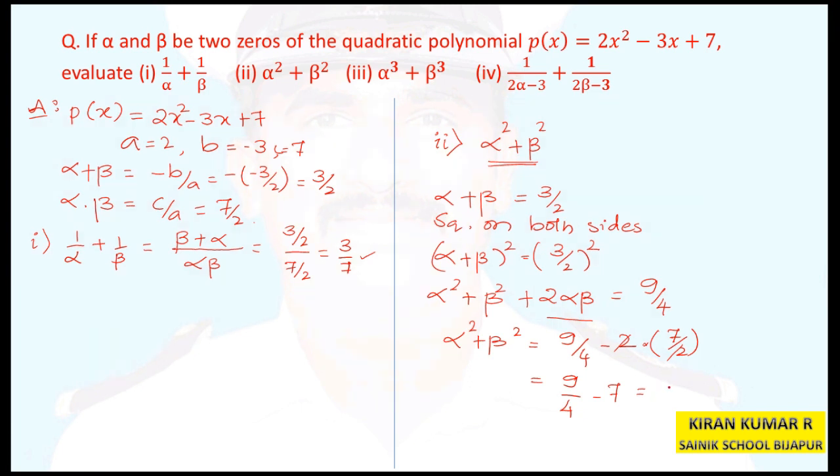LCM is 4. We'll be having 9 minus 4 times 7, which is 28. 28 subtracted from 9 will be minus 19 upon 4. Therefore, the value of alpha square plus beta square is minus 19 upon 4.